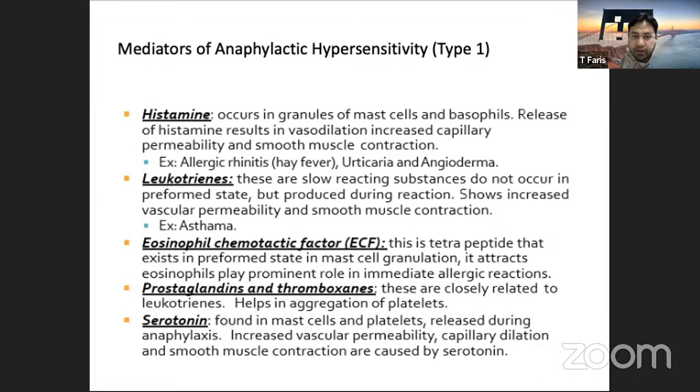Prostaglandins and thromboxanes are mediators as well, closely related to the leukotrienes, and help in how platelets aggregate, especially during hemostasis. Serotonin is found in mast cells and platelets. It is released during anaphylaxis. Increased vascular permeability, capillary dilation, and smooth muscle contraction are caused by serotonin.